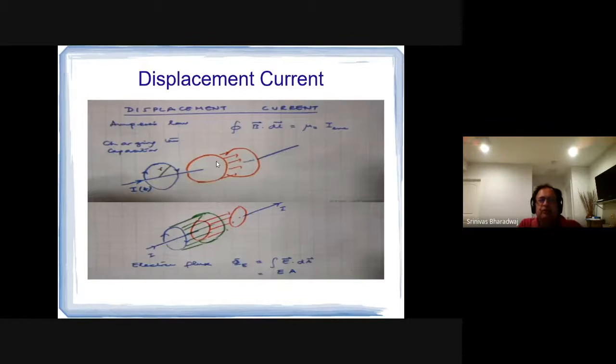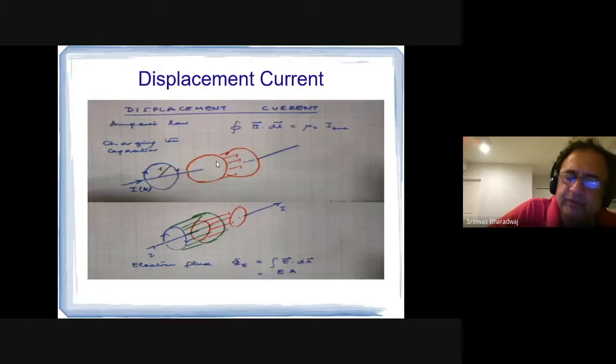And then the final idea that we had to deal with is including the idea of this displacement current into the equation for Ampere's law.